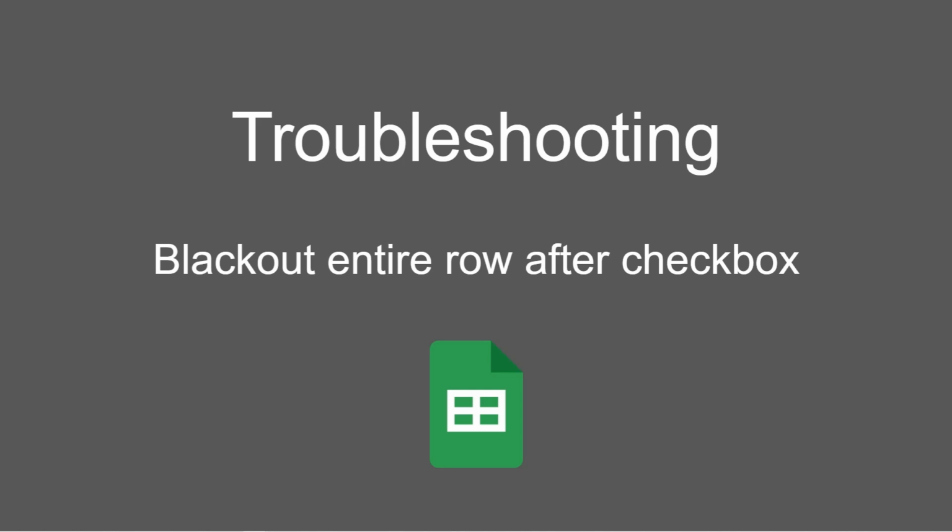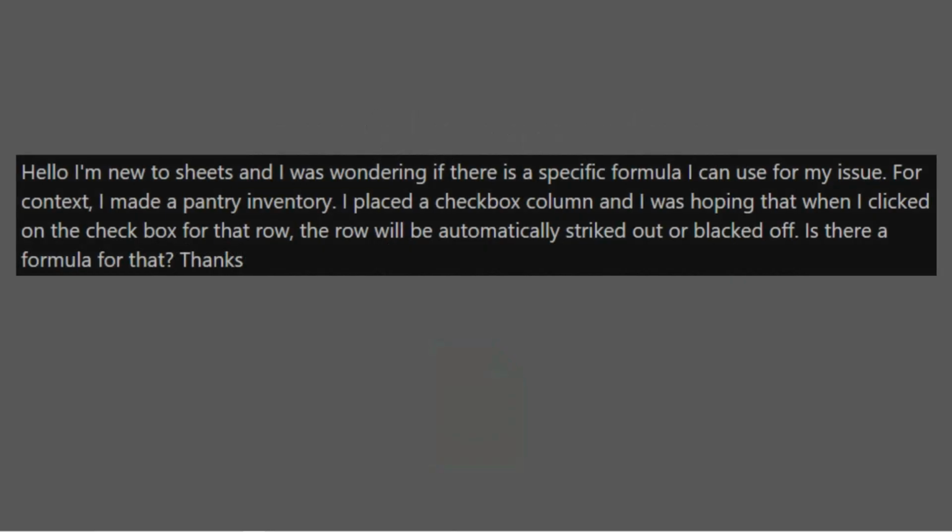Helping a user that wants to black out an entire row after clicking a checkbox. Their full post is that they're new to Sheets and wondering if there's a specific formula they can use for a pantry inventory with a checkbox column, hoping that when they click on a checkbox for that row, the row will be automatically striked out or blacked off. Is there a formula for this?